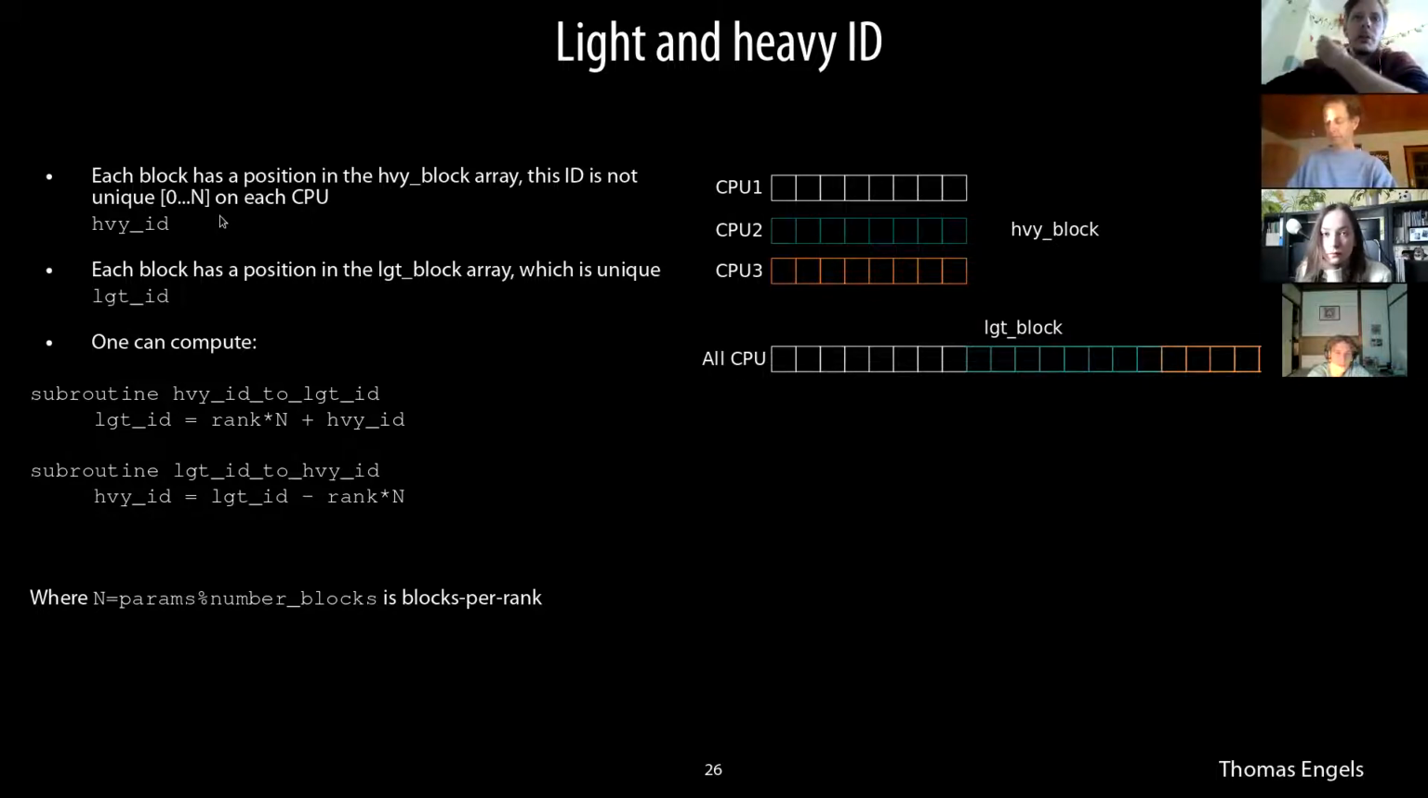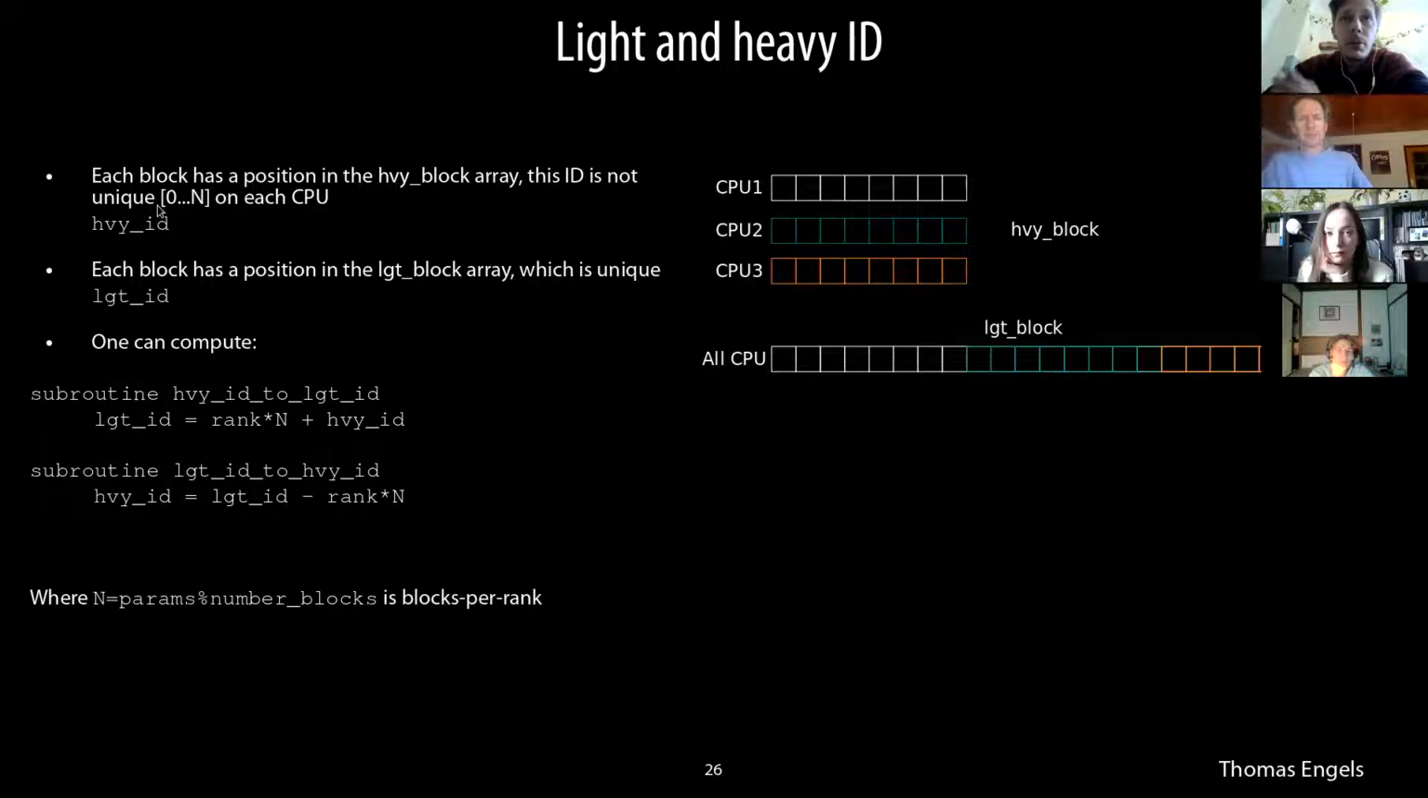And so we can assign each block a heavy ID, so the index in that array on the CPU. They always go from 1 to n minus 1, I'm very sorry for this typo, where n is the number of blocks that we allocate per CPU, so the number that we have seen in the log file previously, let's say 400. And this is called the heavy ID, so it's simply the ID here. And each block also has a position in the LGT block array, which is unique.